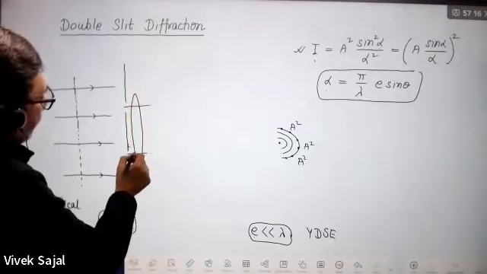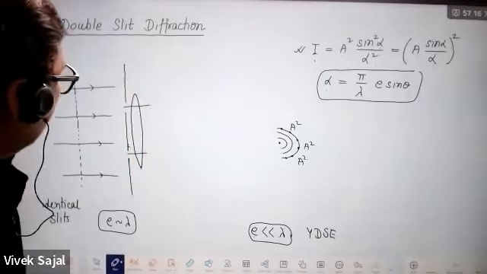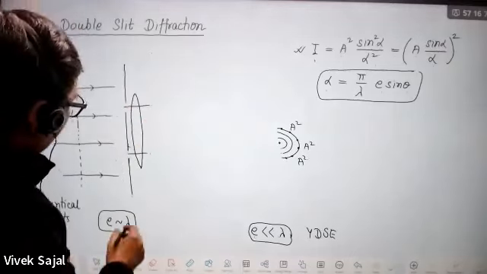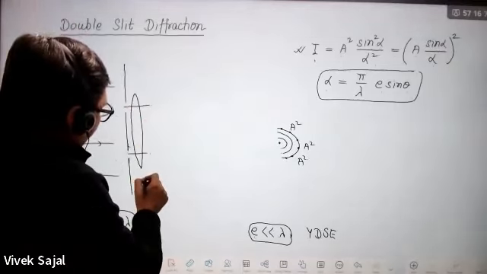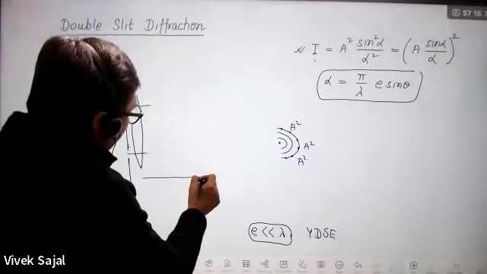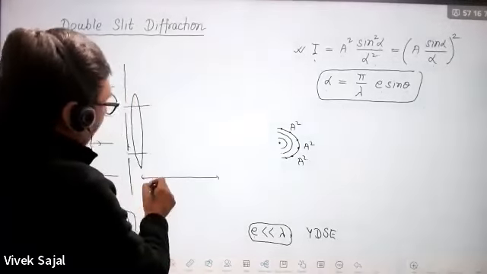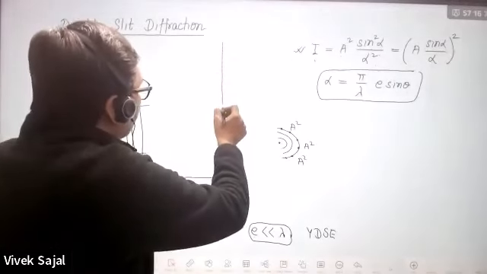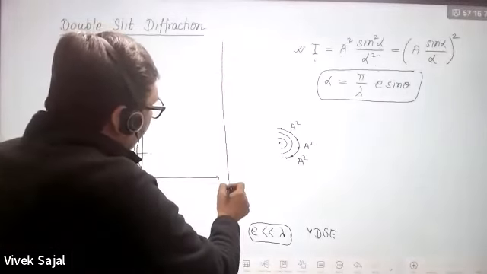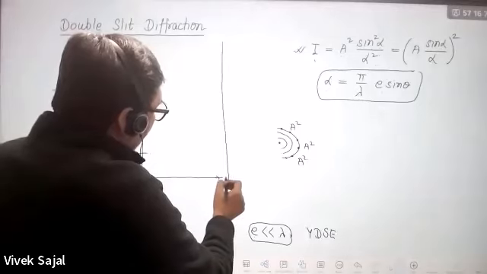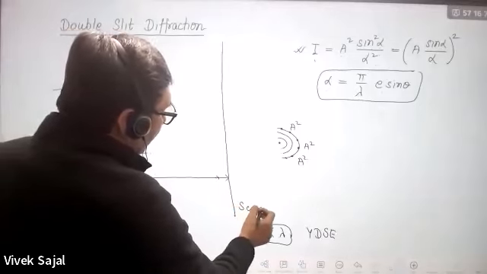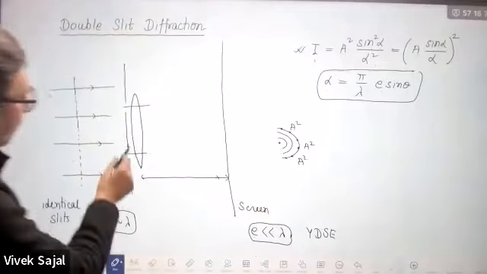So whatever light will emerge here, that will pass through this lens, where parallel beams of light are going to focus in the focal plane of this lens. So here I place a screen, I am placing the screen in the focal plane of this lens. So this is the focal plane, and this is a screen which is placed in the focal plane of this lens.